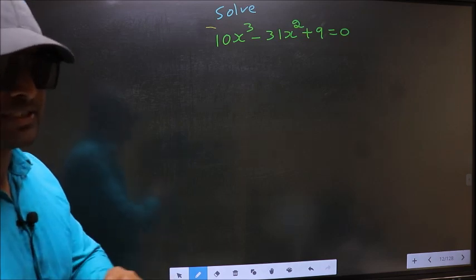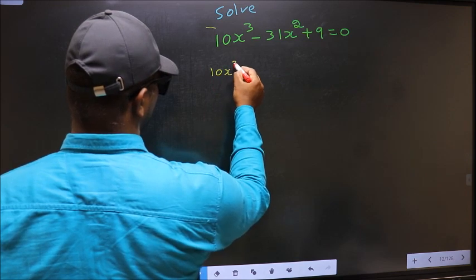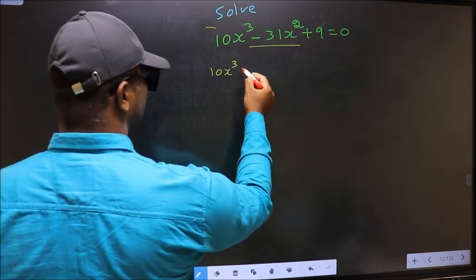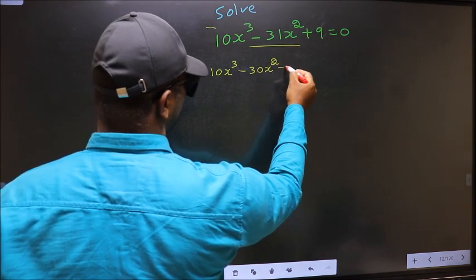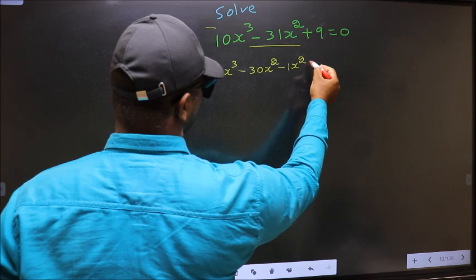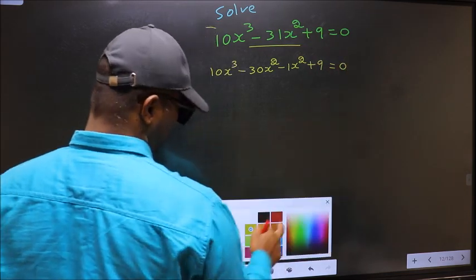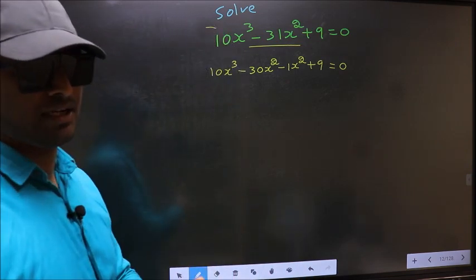What I mean is, see, 10x cube, in place of minus 31x square, now we should write minus 30x square minus 1x square plus 9 equal to 0. This is your step 1.